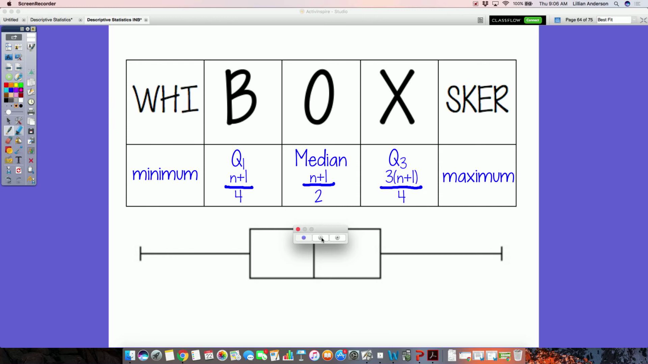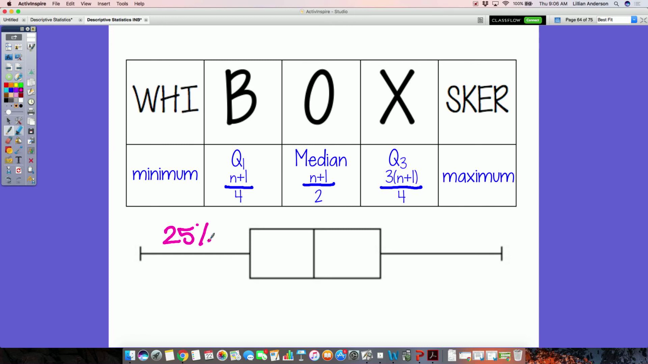So, going back to your box and whisker, each piece of information basically splits your data up into quarters. Okay? 25% of your data is going to lie in between your minimum value and your Q1. 25% of your data is going to lie in between your Q1 and your median. And so on. 25% between your median and your upper quartile, and 25% between your upper quartile and your maximum. So the box and whisker divides your data up into quarters.